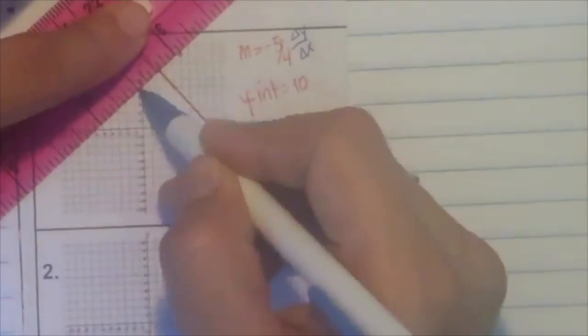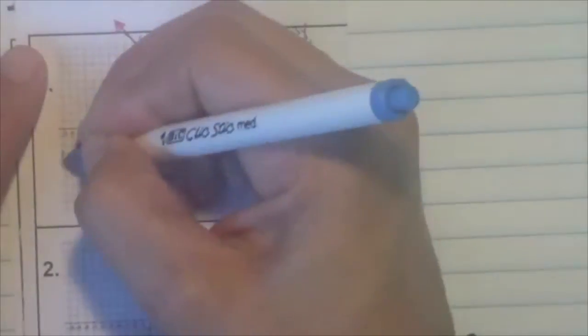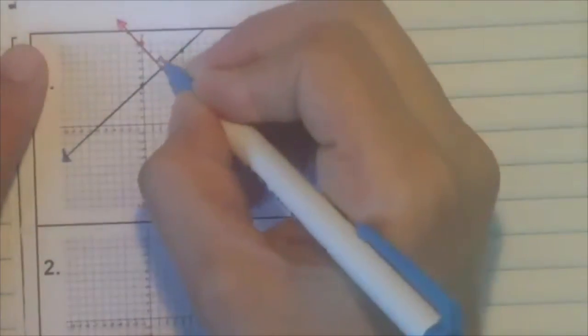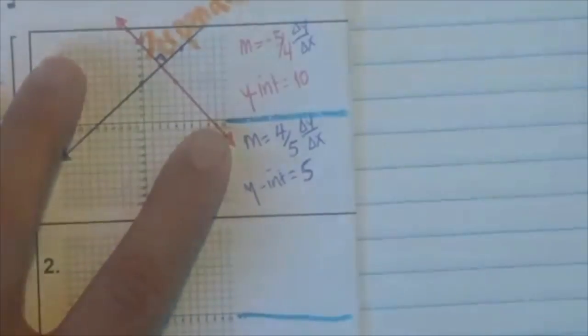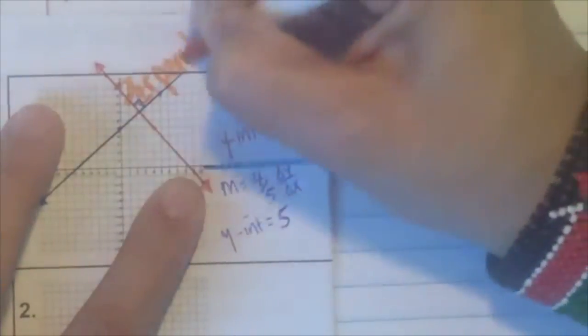All right, join the line. And does it look like it crossed at 90 degrees? It does, which means I graphed this correctly. So remember, perpendicular crosses at 90. Parallel never touches. This is a listening check.